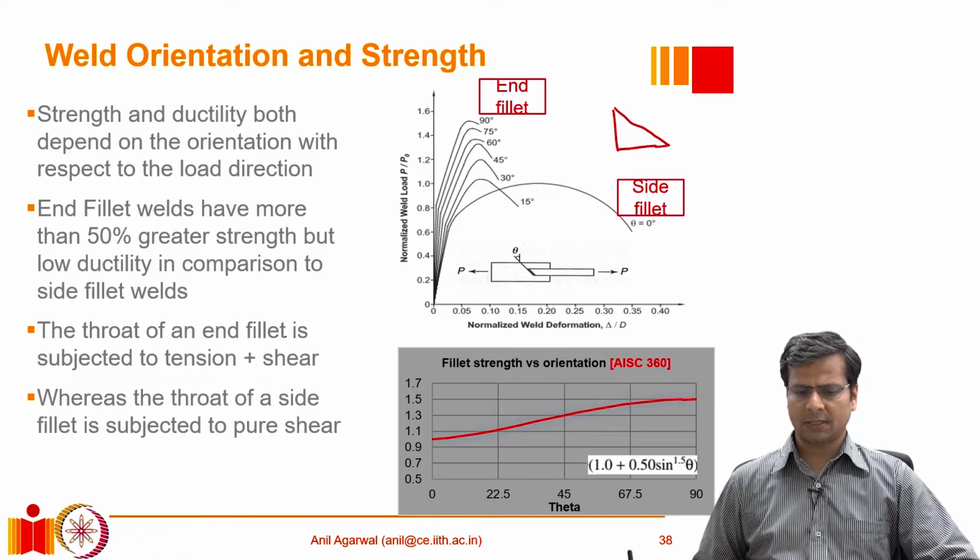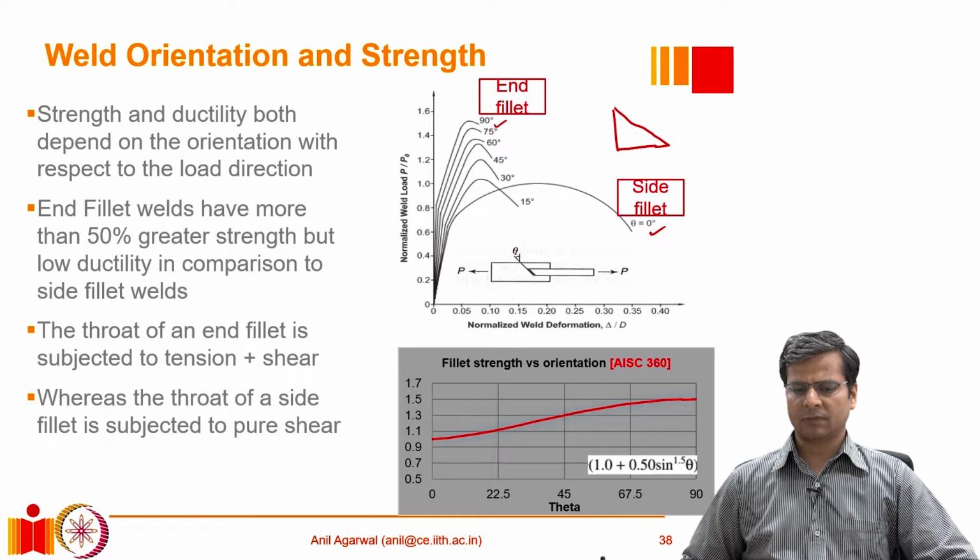So here is a schematic of that experiment that several people have done. They have taken one plate and another bar or a plate. They are lap joined together with the help of a fillet at the end. So this is an end fillet primarily, but the angle of this end edge was varied. It varied from 0 degrees to 90 degrees.